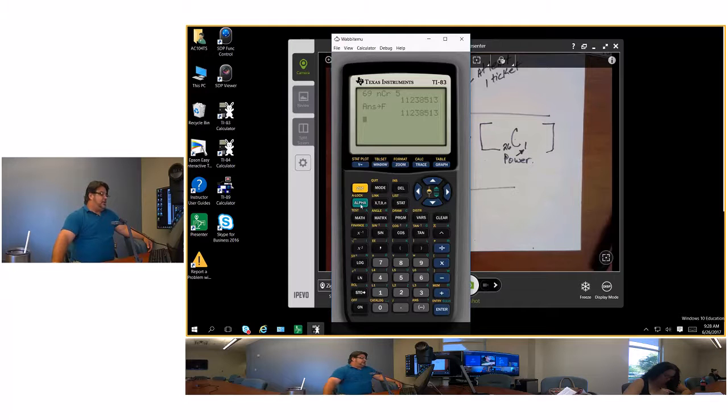Okay, now I'm going to hit second, enter, second, enter. And now I'm going to change my numbers from 26 to 1. It's going to be 26. And I'm going to store that. Alpha S for the second number.